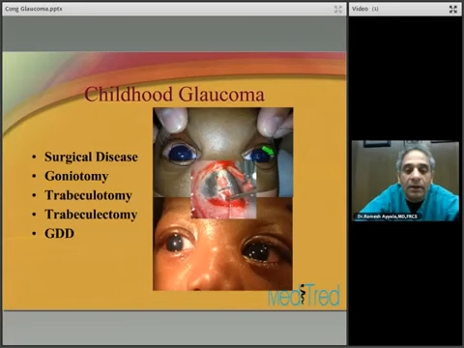It's classified into three categories: the posterior embryotoxon, which is a prominent and anteriorly displaced Schwalbe's ring, which is clinically visible; Axenfeld's syndrome, which is a combination of posterior embryotoxon plus iris processes to the Schwalbe's ring; and Rieger syndrome, which is a combination of posterior embryotoxon in association with iris processes to the Schwalbe's ring, and iris hypoplasia.